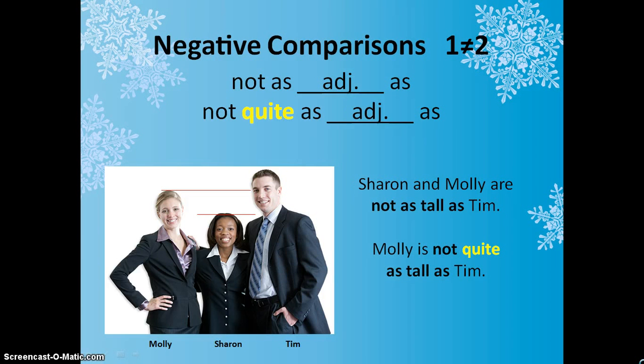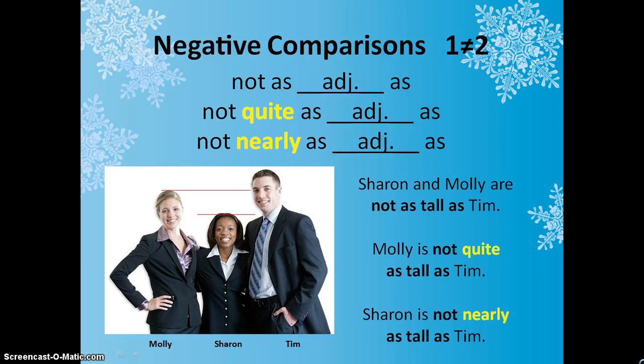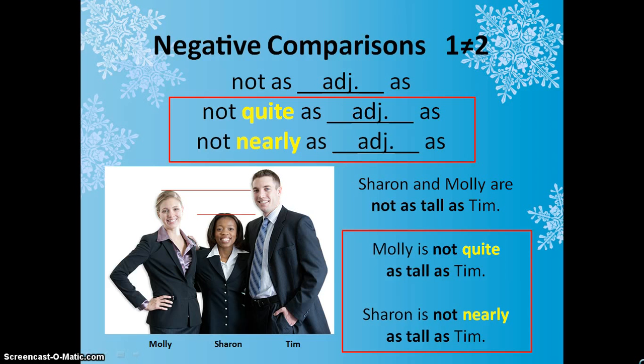Our third form is not nearly as tall as. Sharon is not nearly as tall as Tim. Now, I want you to pay attention to these two right here. Not quite and not nearly, they don't mean exactly the same thing. In these sentences, there's a reason that I said Molly is not quite as tall as Tim, and Sharon is not nearly as tall as Tim. Can you figure out what the reason is?